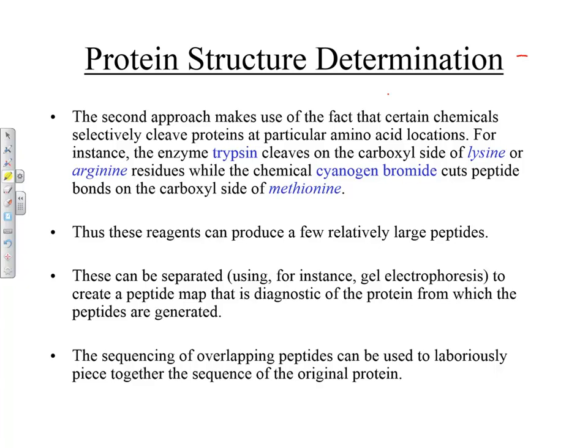And then try to put together all this information to figure out what the original protein is. So these reagents can produce a few relatively large peptides. These can be separated using, for instance, gel electrophoresis to create a peptide map which is diagnostic of the protein from which the peptides are generated. And then the sequencing of these overlapping peptides can be used to laboriously piece together the sequence of the original protein. Again, it's not a clear-cut procedure.